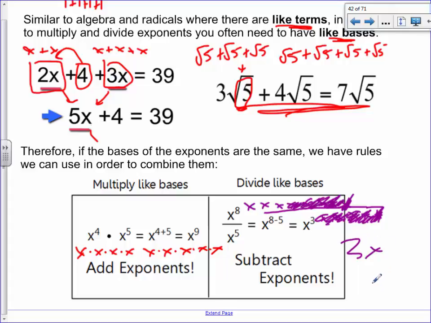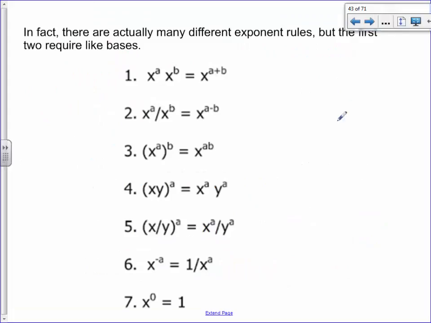No. X plus x plus x is 3x. These guys, I didn't write the little symbol there, but they're multiplied by each other. So it's x to the power of 3. So you may have seen this rule before. If you multiply, actually you add. And if you divide, you subtract. Some of you have seen this before? So we're going to focus on those today.